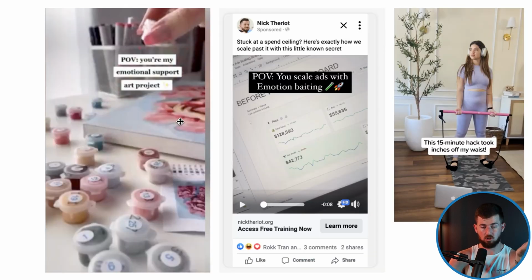POV, you're my emotional support art project. That's our hook. So the visual hook we use is just showing people using the project, because it's the best way we can visually articulate it. Here's one that I was running. POV, you scale ads with emotion baiting. I'm simply trying to figure out the best way to visually articulate that, so I just showed an ad account that's scaling up. Simple. And then this one right here, this 15-minute hack took inches off my waist. I'm just visually articulating what this hack is, so that it drives curiosity for people to learn more.